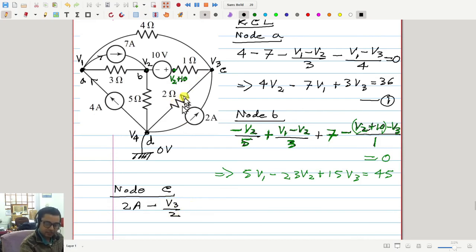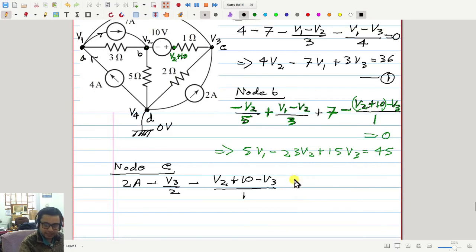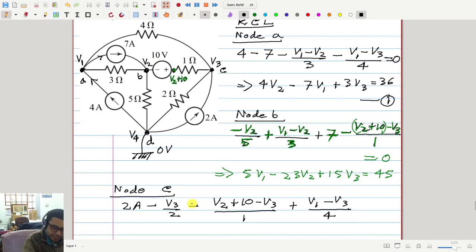Then through this 1 ohm resistance, how much current is coming in? That we have already calculated: (V2 plus 10 minus V3) upon 1. And then through this 4 ohm resistance, how much current is coming? That is plus (V1 minus V3) by 4. Sir, it should be positive, because the current is coming in. Yes, this one should be positive. Thank you. So this should be equal to 0.